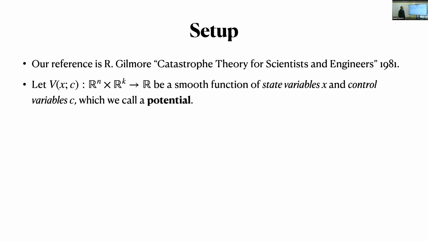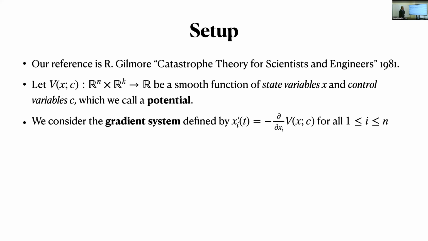Okay, so that's where the handles are, right? You can tweak the values of c. You don't get to touch the values of x directly. Physics is controlling those. It does something with those variables governed by this potential. The system, which is associated to a potential, is defined by this differential equation, or this family of differential equations. So for i from 1 through n, dx_i/dt is the negative of the partial derivative of V(x, c) with respect to x_i.